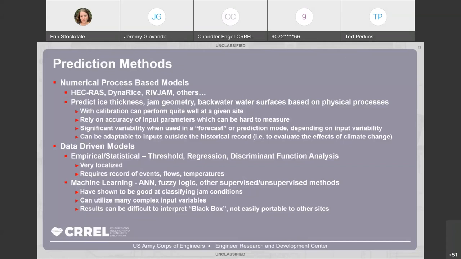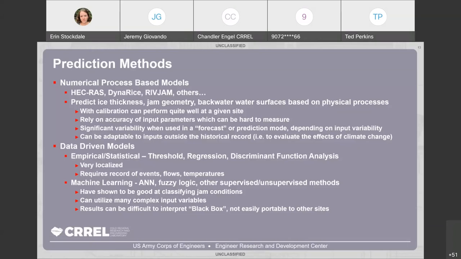And these can work really well if calibration data is available and if we have the appropriate input data, such as ice thicknesses, flow rates, those sort of things that you have to initialize the model with, depending on which model you're using. Some of them can grow ice and that sort of thing too. So it really depends on what model you're using, but it does depend on the inputs.